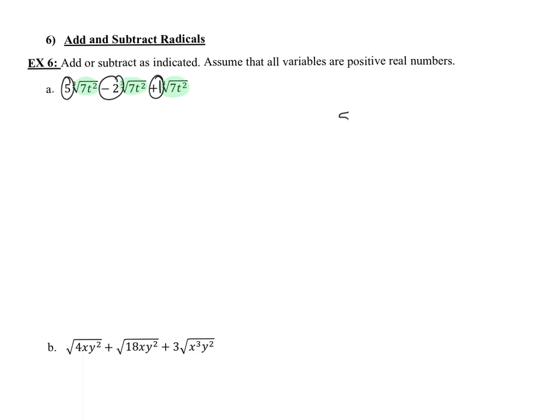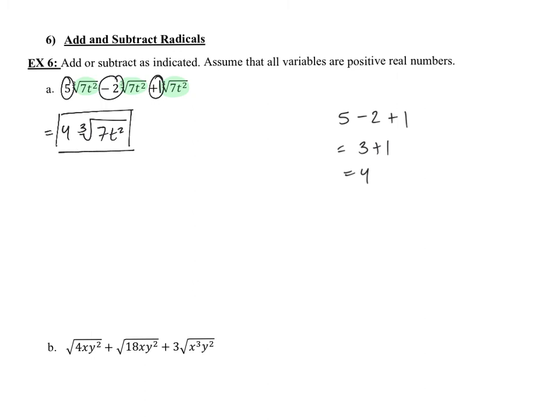All right, well what's 5 minus 2 plus 1? That's going to be, 5 minus 2 is 3, plus 1 is 4. So how many cube root of 7 t squared do I have? I have 4. 4 cube root of 7 t squared. That 3 is getting dangerously large, but we'll let it live.